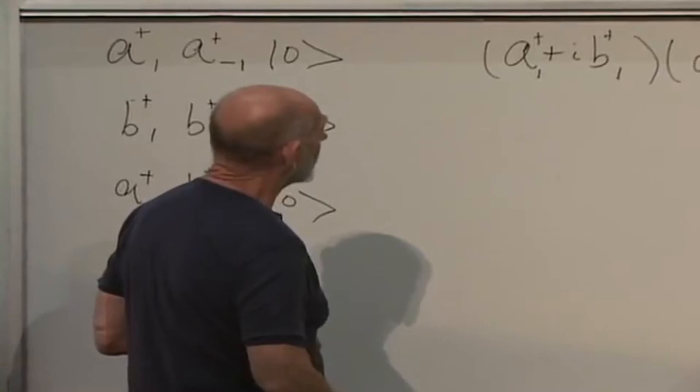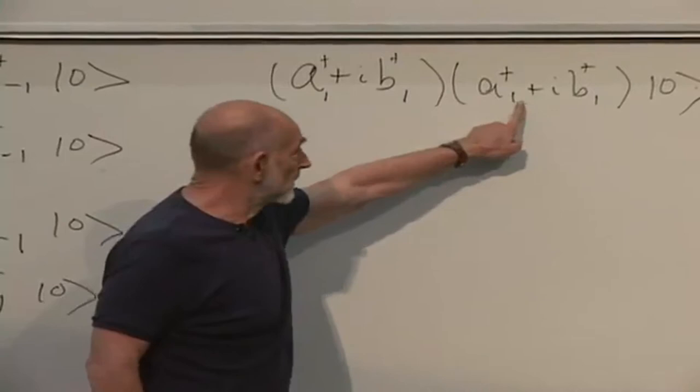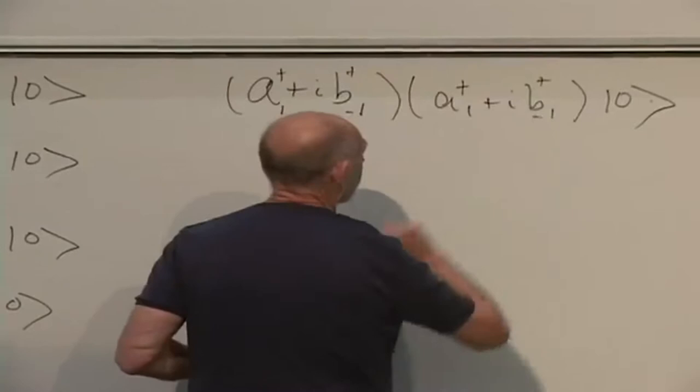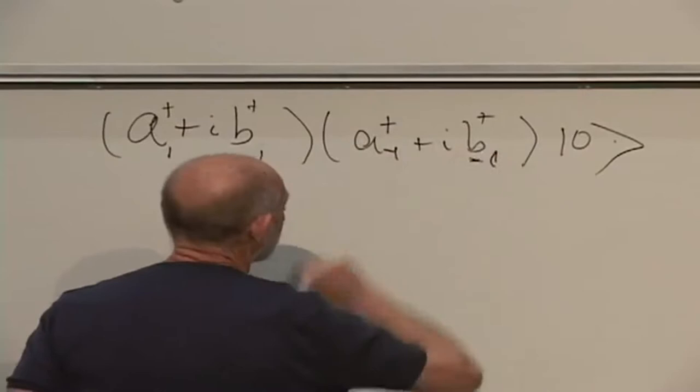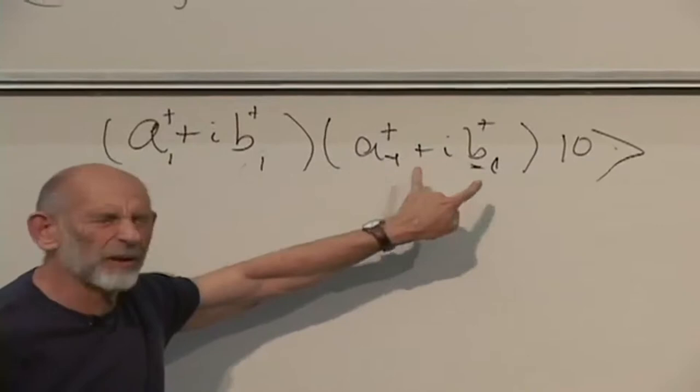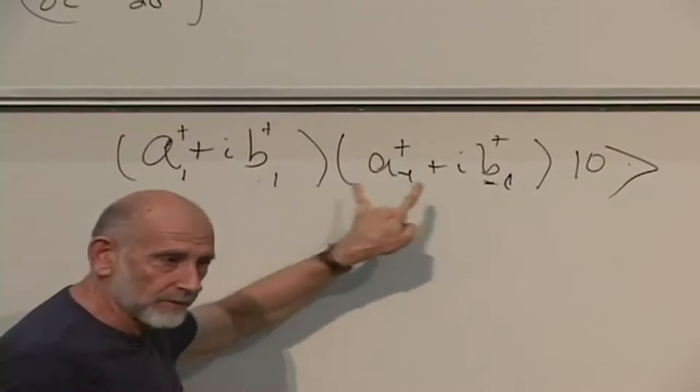No. You mean here? No. Oh, sorry. Thank you. Yes, you're right. Otherwise, it wouldn't be level matched. No, sorry, not right. I don't have it right. Plus 1, minus 1. This gives you plus 1 unit of energy. This gives you minus 1. No, this gives you a right-moving thing. This gives you a left-moving thing. Right times left is level matched. That's the right way to think about it.